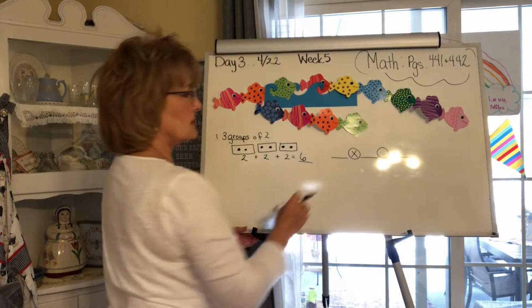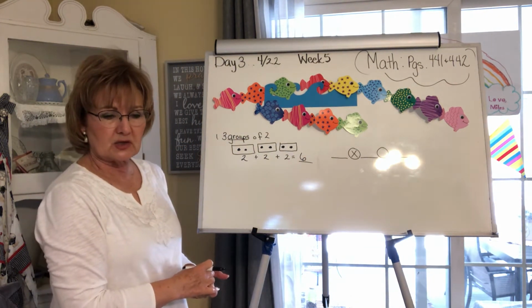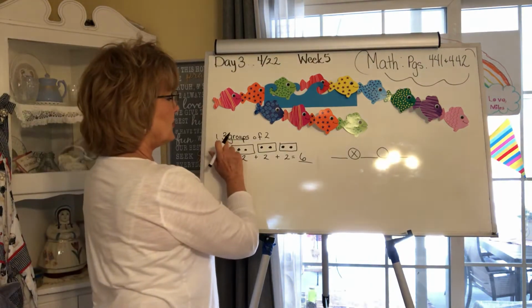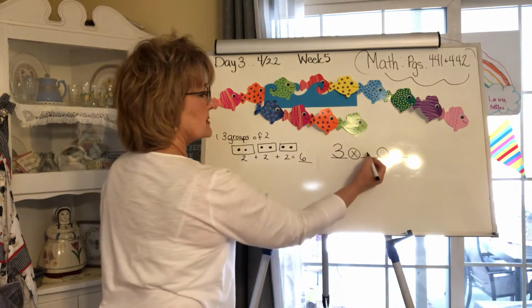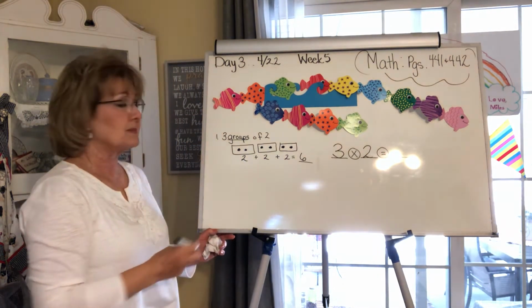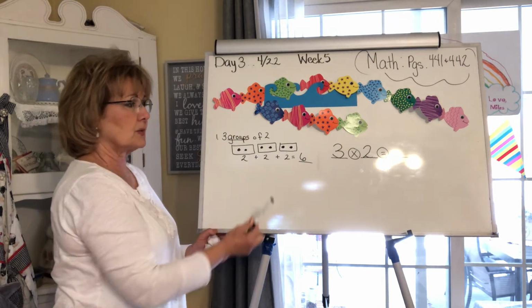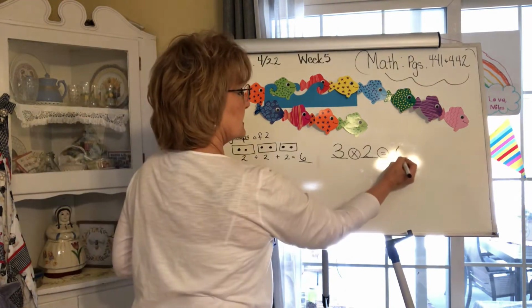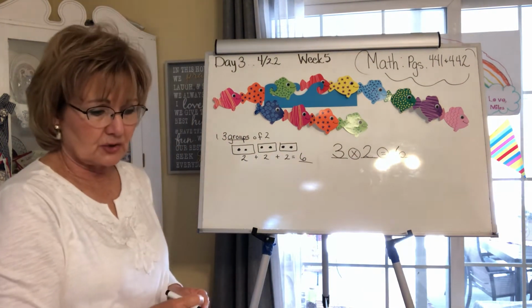1 extra circle. It's times. We call that times. Multiplication, it's an X. We say 3 times we have 2. 3 times 2. 3 groups of 2 is the same thing, 6. Okay, 3 times we have a 2.